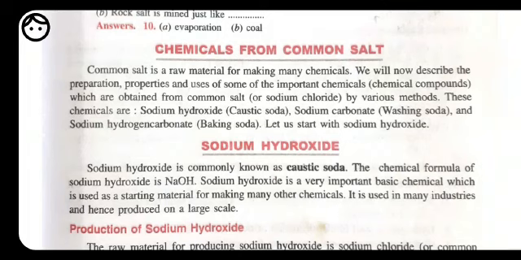So common salt is actually sodium chloride, which is formed from a strong acid and a strong base, that is hydrochloric acid and sodium hydroxide. By the combination of these two, we get NaCl, that is sodium chloride, plus a water molecule. This NaCl is also called common salt.